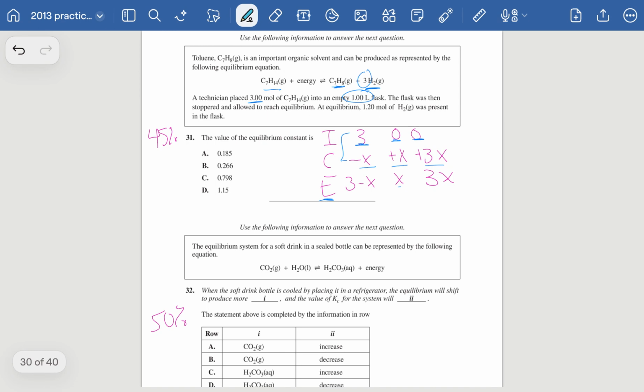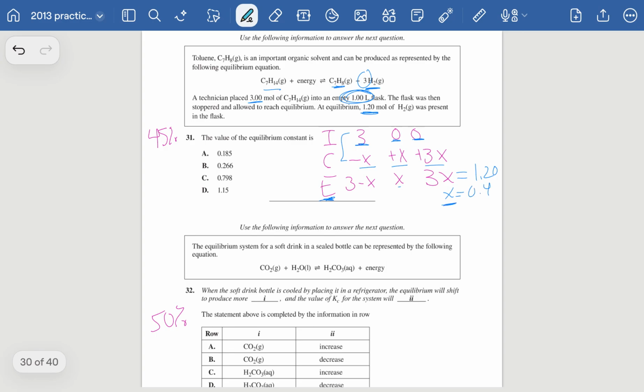Now we did all this work, and then it does tell you at equilibrium, you have 1.2 moles of H2. Again, equilibrium is going to be concentrations. We're lucky with the 1. If it's not 1, make sure you're dividing. But what we can do is set our 3x equal to 1.20 and solve for x. And you'll see that x will equal 0.4.